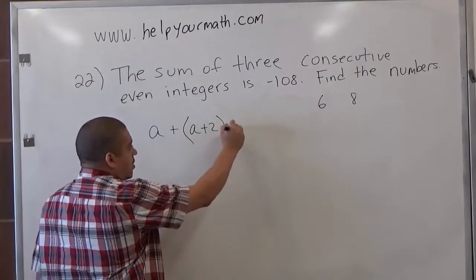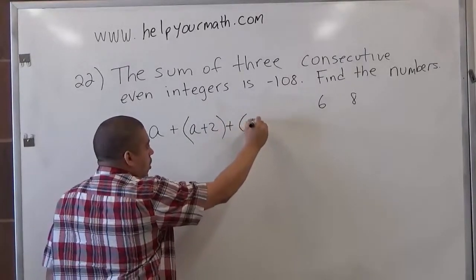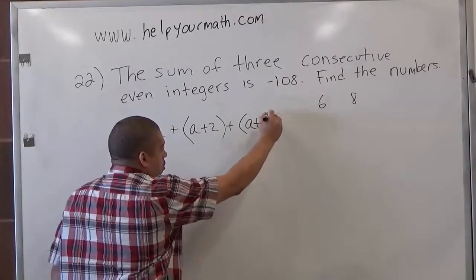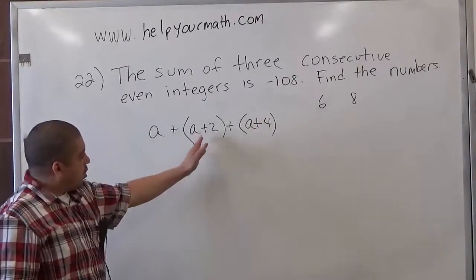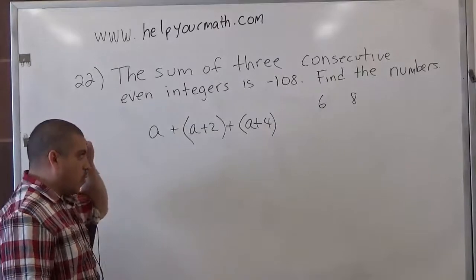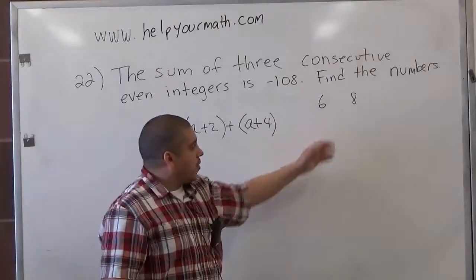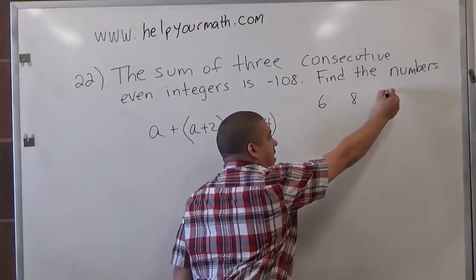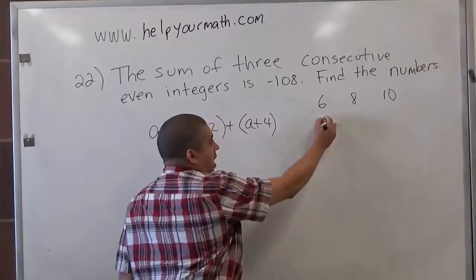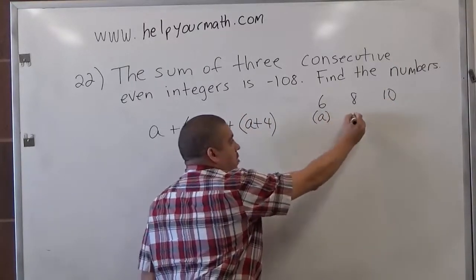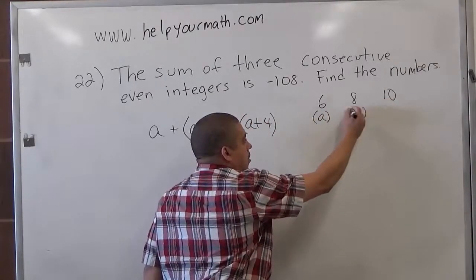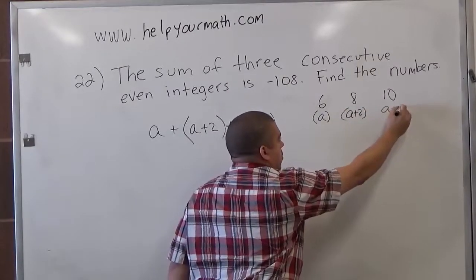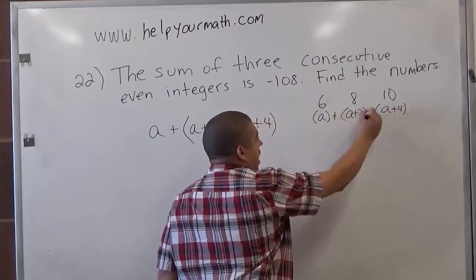And then if we wanted to find the third even integer, we would have to add 2 more to this one, which gives you A plus 4. For example, if the three even integers are 6, 8, and 10, this would be your A, this would be your A plus 2, and this would be your A plus 4. And so then we're adding them.